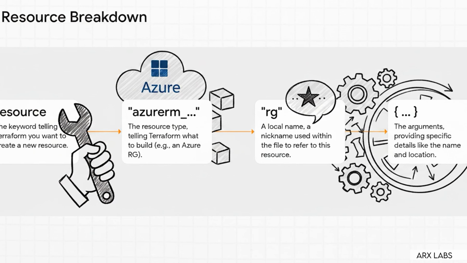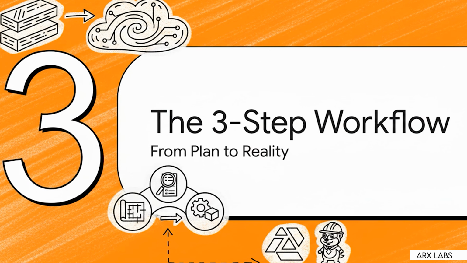So every single Terraform resource block follows this exact same pattern. First, you've got the keyword resource. That's just telling Terraform, hey, pay attention, we're about to create something. Second, you have the resource type, in our case, azurerm_resource_group. This is the important part that tells Terraform what to build. Third, we have a local name, rg. This is just our own little nickname for it inside this file. And finally, everything inside those curly braces, those are the arguments. That's where we give it all the specific details, like the actual name it will have in Azure and the location.